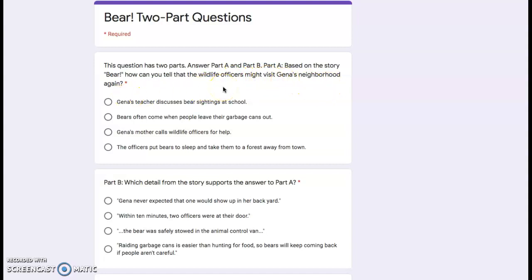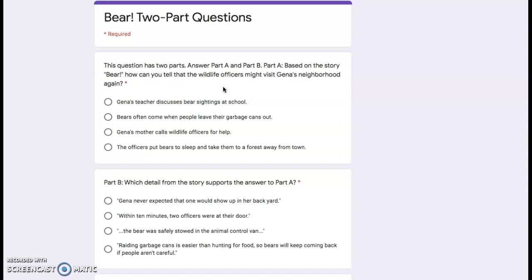So I remember that the officers were ready to leave at the end of the story. So I would go to the end of the story and start looking at what they did. In paragraph 10, one of the officers explains that bears will keep coming to the neighborhood if people leave their garbage where animals can reach it. From this clue, I can conclude that the officers might have to visit Jenna's neighborhood again if people continue to leave their trash out.